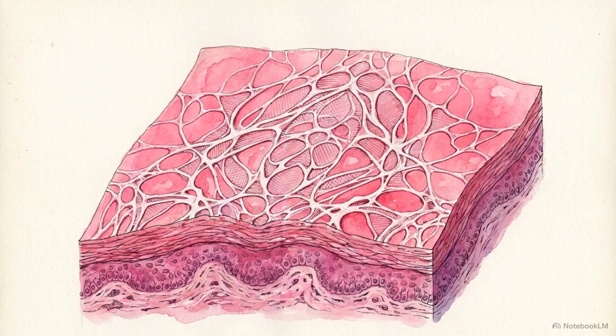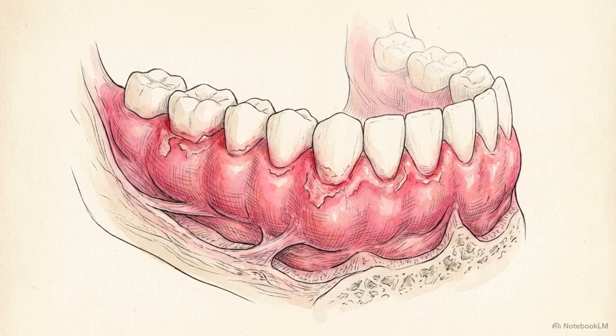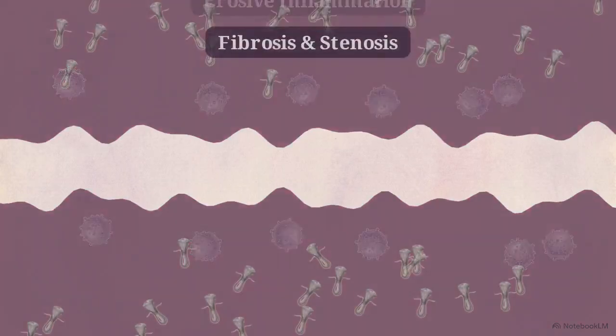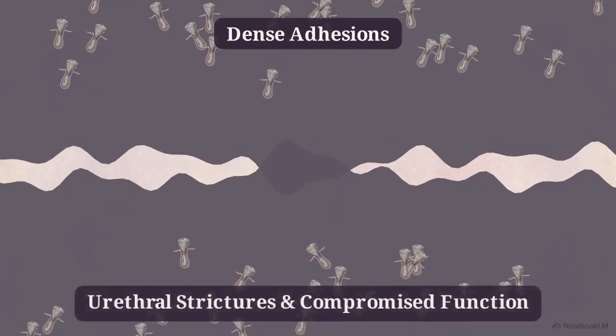Mucosal involvement demands precise classification. In the mouth, asymptomatic reticular disease presents as bilateral, lace-like Wickham striae along the buccal mucosa. However, the erosive and atrophic forms drive painful ulceration, desquamative gingivitis, and severe difficulty eating. Chronic erosive disease in the genital mucosa drives severe mechanical complications, leading to vaginal narrowing, dense adhesions, phimosis, and urethral strictures that severely compromise function.